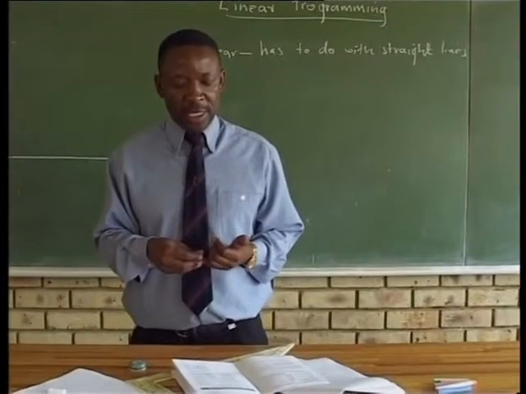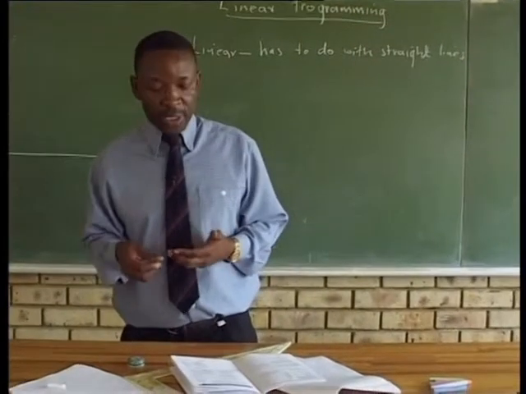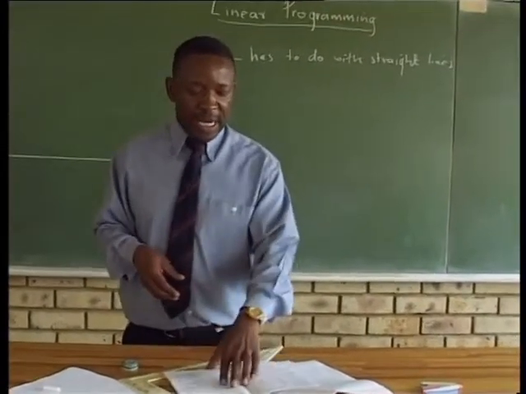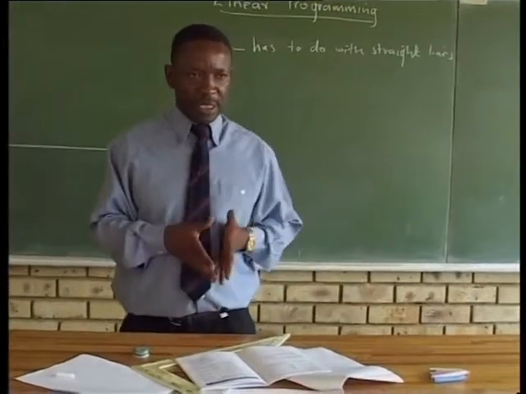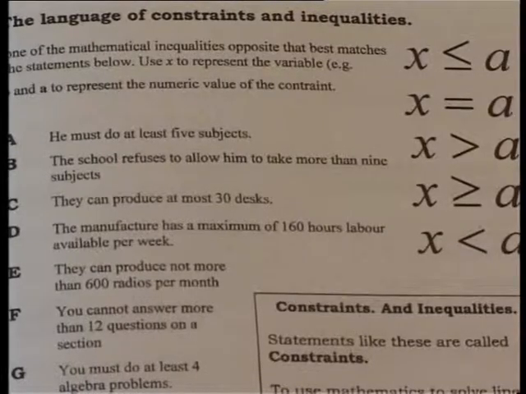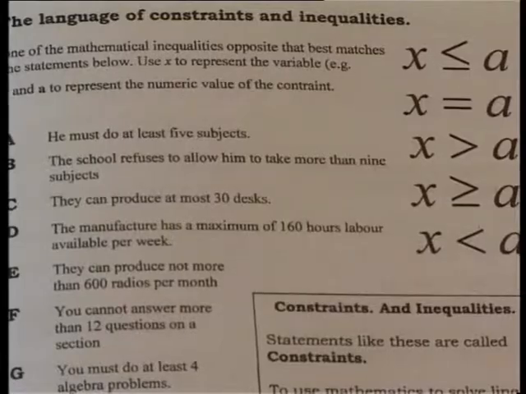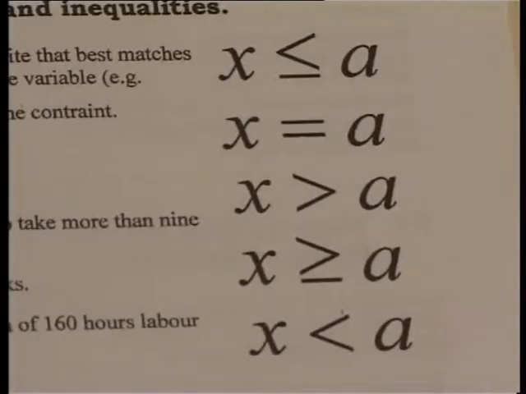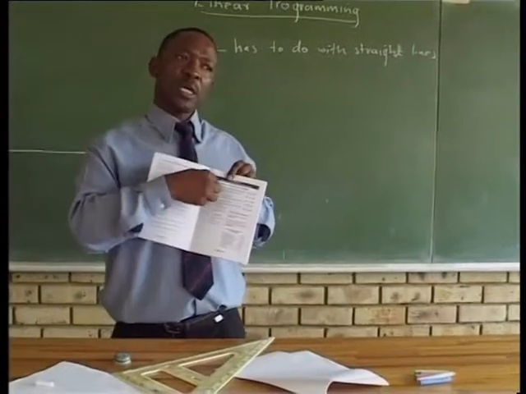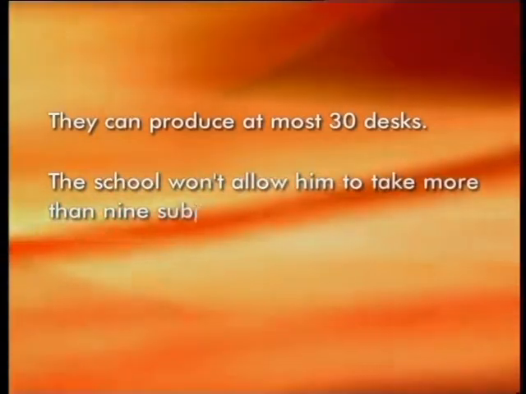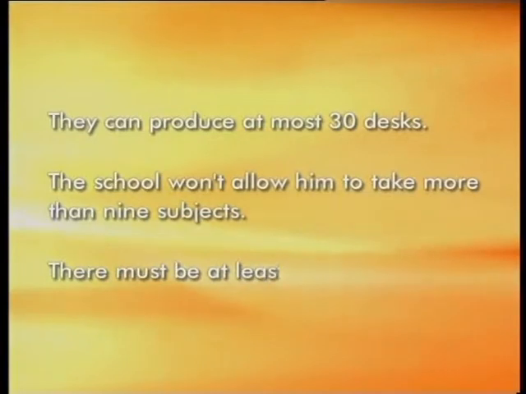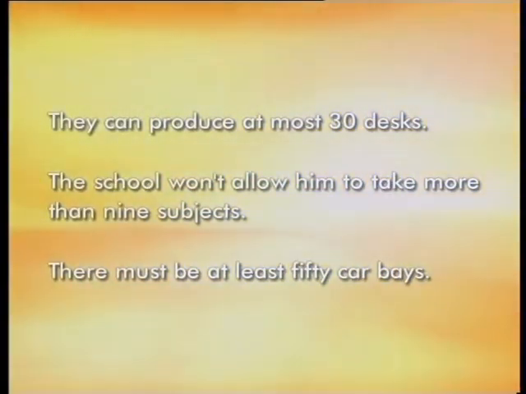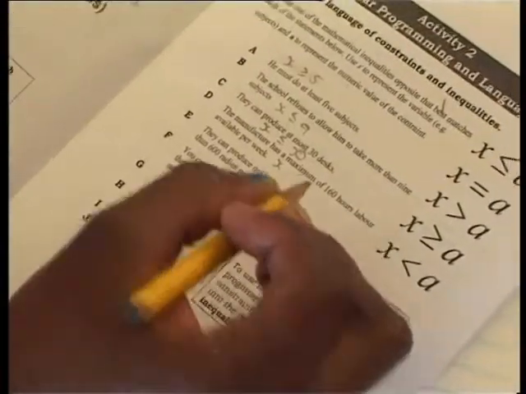To highlight the language issue, the teacher deviates from the main bus problem at this point and gives the learners an activity that focuses on language. Here are statements on the left-hand side. I want you to read those statements and choose from the right-hand side which relationships best suit the conditions. The statements include: they can produce at most 30 desks, the school won't allow him to take more than 9 subjects, there must be at least 50 car bays. The learners work through the questions in their groups.